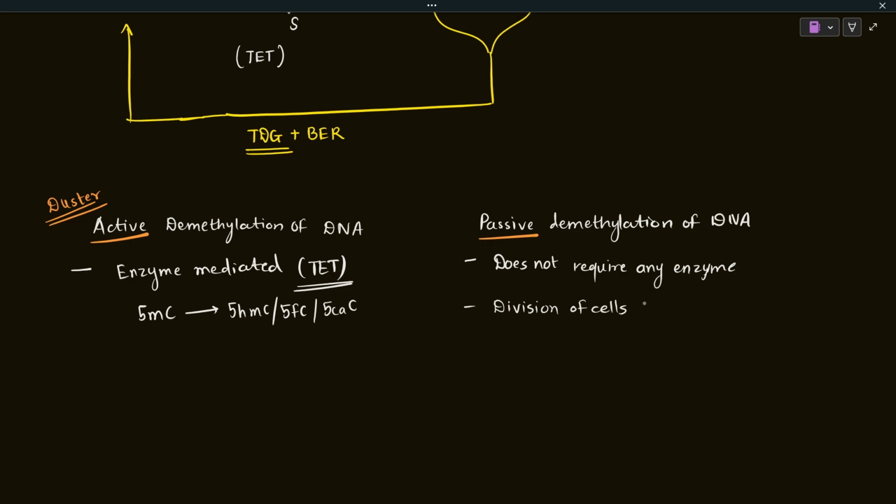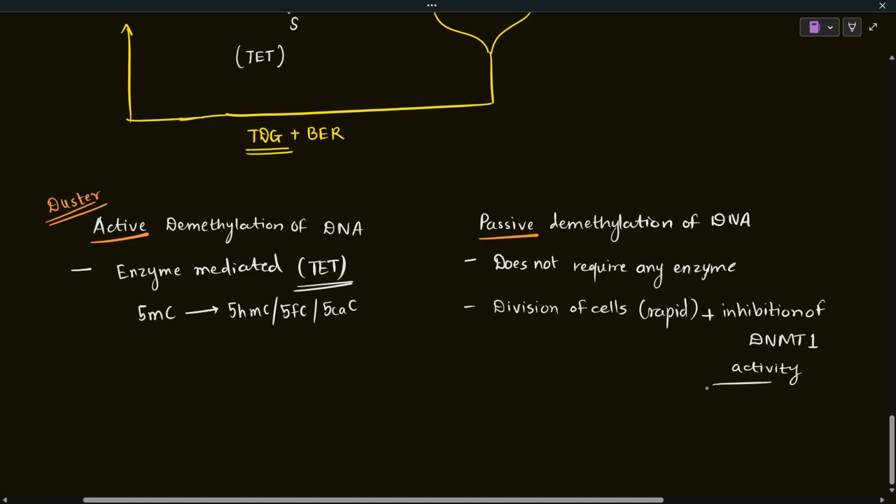Whenever there is a rapid division of cells accompanied with inhibition of DNMT1 activity, why DNMT1? Let's learn about it. When we learned about the members of the DNMT family, we learned about DNMT1, which is a maintenance methyltransferase. We learned about DNMT3A and 3B, which are de novo methyltransferases.